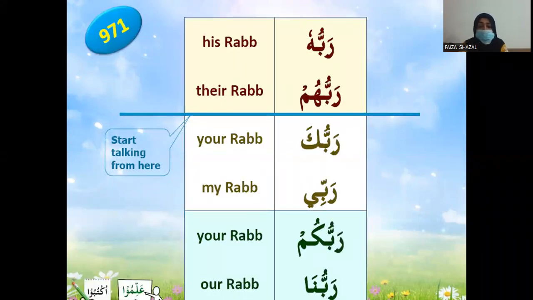Next is how we combine nouns with pronouns. We have a table here. We join the word Rabb with hu, hum, ka, i, kum, na. So it becomes Rabbuhu, his Rabb. Rabbuhum, their Rabb. Rabbuka, your Rabb. Rabbi, my Rabb. Rabbukum, your all Rabb. Rabbuna, our Rabb. Anyone wants to revise this table?